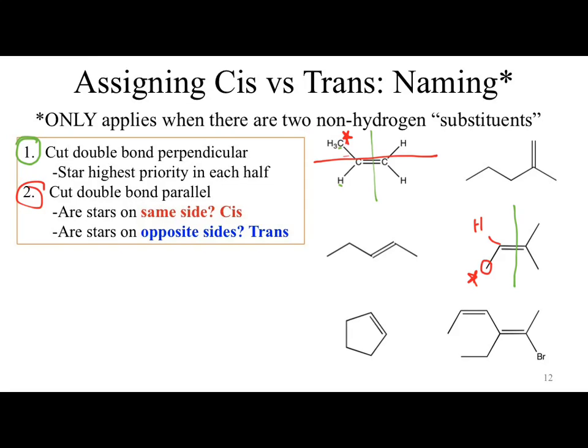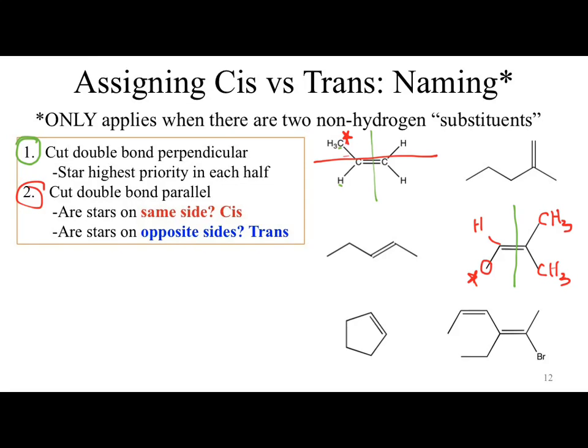We can move to the other half. What are the atoms attached? Carbon versus carbon. Can we tell a difference? No, so we move out to the next atom and we see hydrogen versus hydrogen. Any difference? No, so we move out to the next atom. We get hydrogen versus hydrogen. Do we see a difference? No. We move out to the next atom.